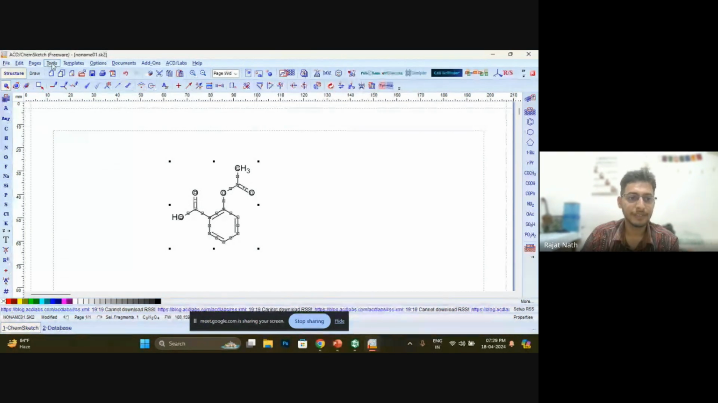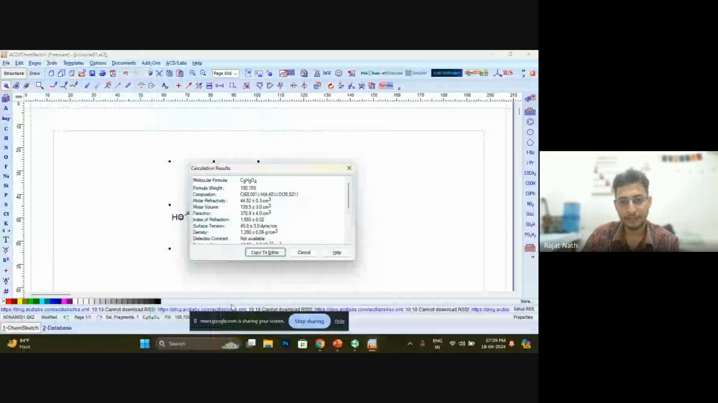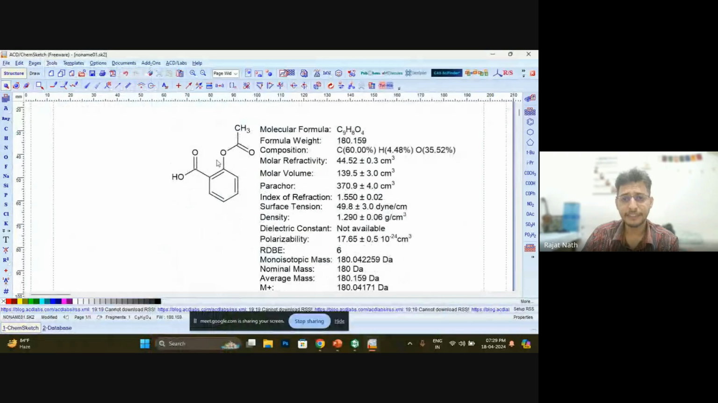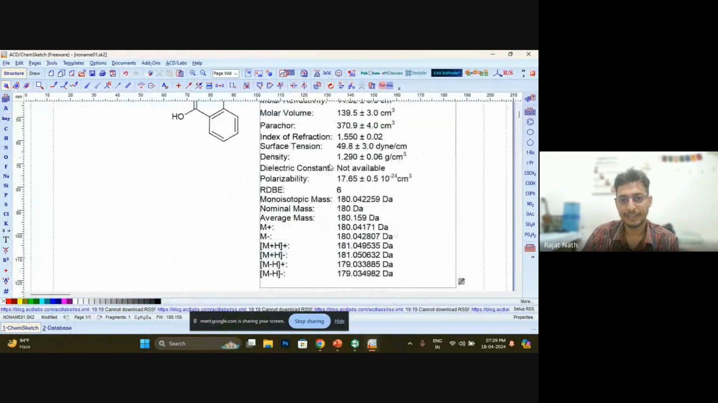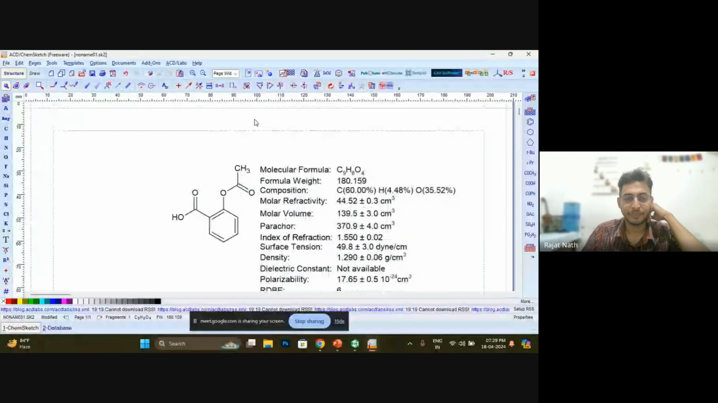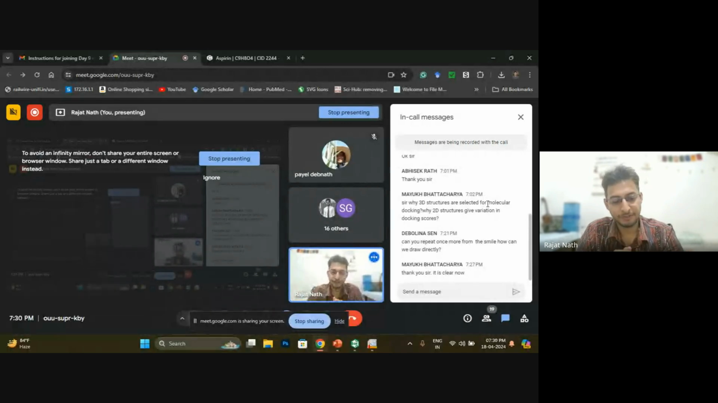You can get the chemical description of this compound from this structure also. Just go to Tools, go to Calculate, then All Properties, then copy to editor. See, all the chemical nature of this ligand is calculated, like formula weight, molecular formula, composition, molar refractivity, molar volume, parachor, everything is calculated. So this is ChemSketch. Does anyone have any doubt, or shall we go for the further analysis?